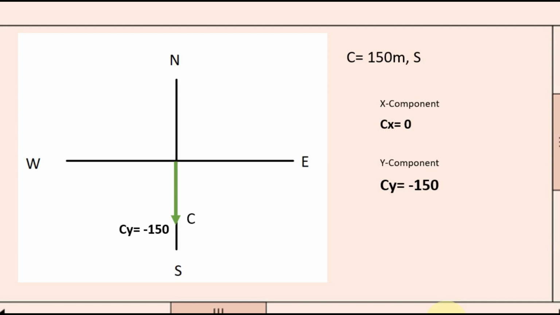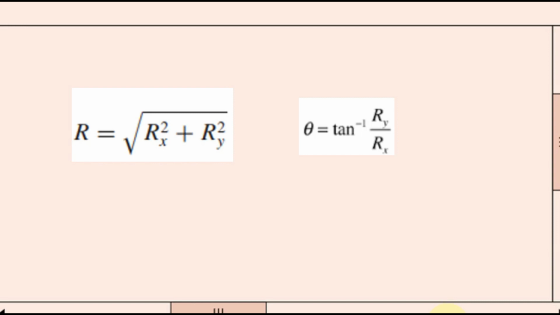Next, we have vector C, which is equivalent to 150 meters south. This is how we draw 150 meters south. We don't have an x component because our vector C lies along the negative y-axis. Our y component is equivalent to negative 150.